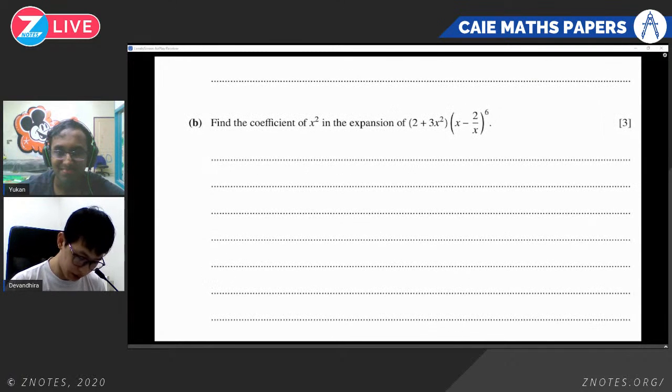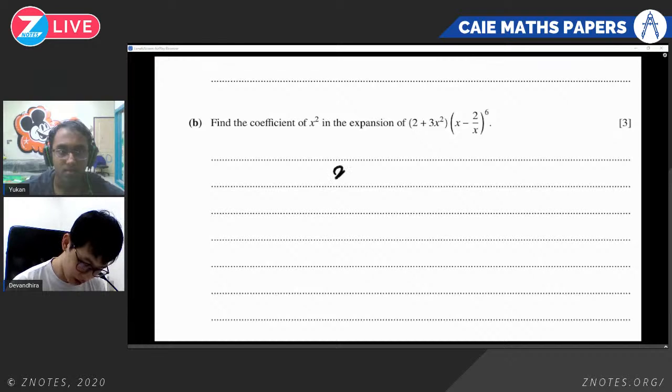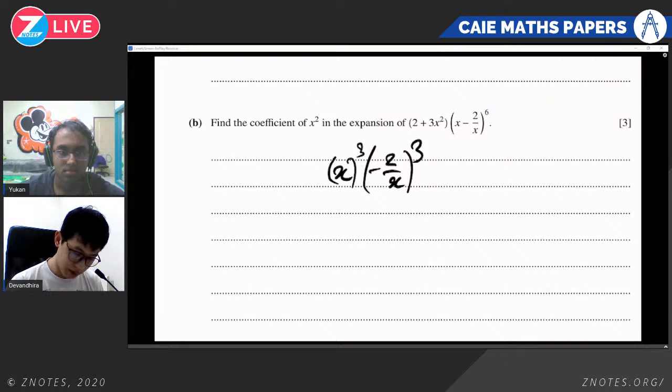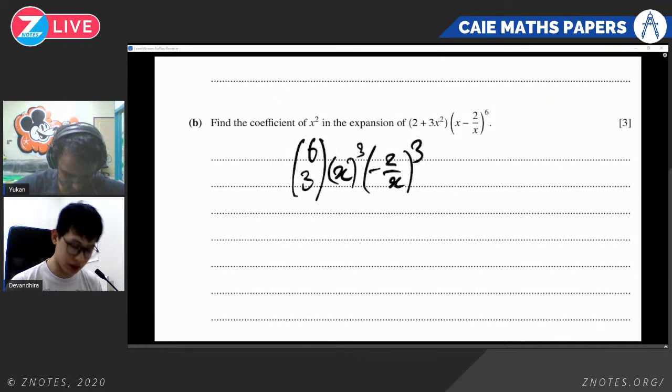All right, so let's do that. We'll find the constant term. Because we want a constant term, the x's have to cancel. Therefore, as you can see here, we have x to the power of 3 multiplied by negative 2 over x to the power of 3. You see the x cubed will cancel, right? But don't forget that we also have to put the choose here. The combination 6 choose 3.